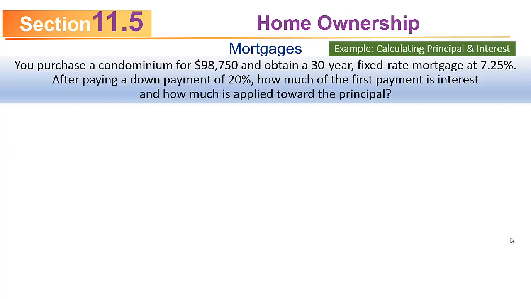So let's do an example of calculating the principal and interest on a mortgage. Suppose you purchase a condominium for $98,750 and obtain a 30-year fixed-rate mortgage at 7.25%. After paying a down payment of 20%, how much of the first payment is interest and how much is applied toward the principal? First of all, we need to find that down payment because the down payment comes off of the amount you're going to borrow.